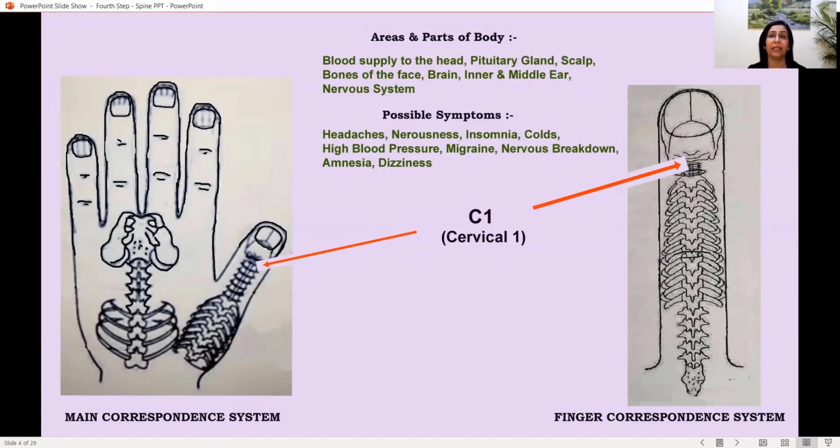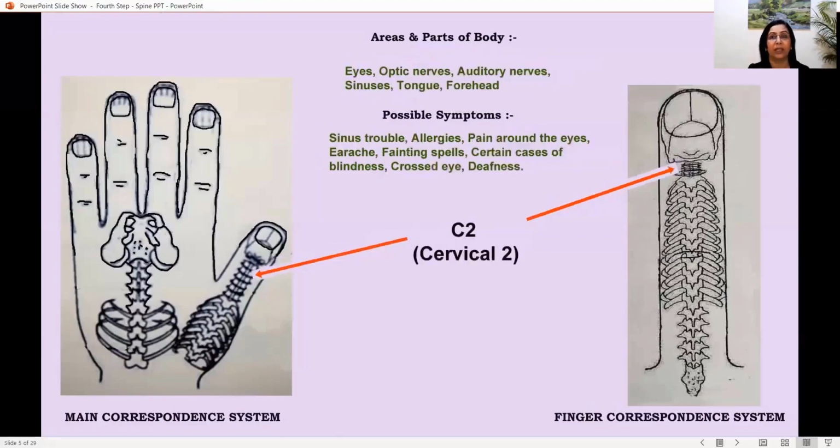Some of them being headaches, nervousness, insomnia, colds, high blood pressure, migraine, nervous breakdown, amnesia, dizziness. If any of these symptoms are there and it is a chronic disease, then the fourth step would be to treat the C1 vertebrae along with all the other treatment that you're doing.